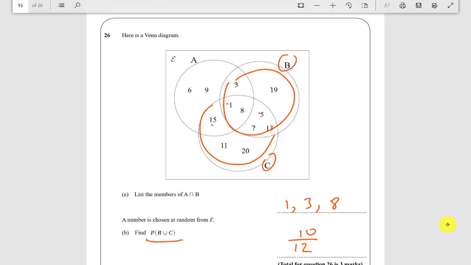And it doesn't ask you to simplify this answer. You can leave it as this, but if you want to, you can simplify it. So your simplified answer is going to be, divide by 2 top and bottom, gives you 5/6.